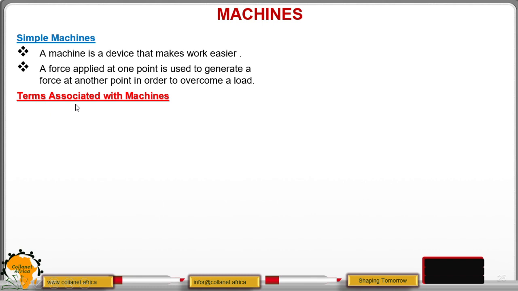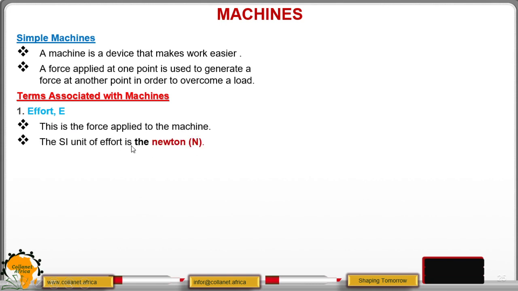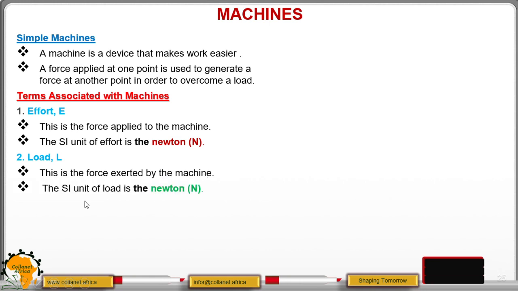So we look at terms associated with machines. One, we have the effort. This is the force applied to the machine. The SI unit of effort is the Newton because it is a force. Then number two, we have the load. This is the force exerted by the machine. And the SI unit of load is again Newton.